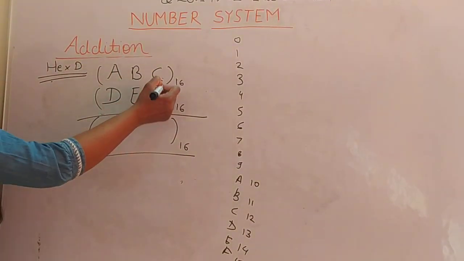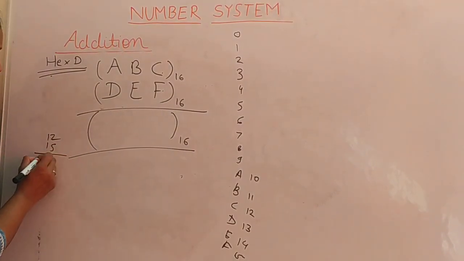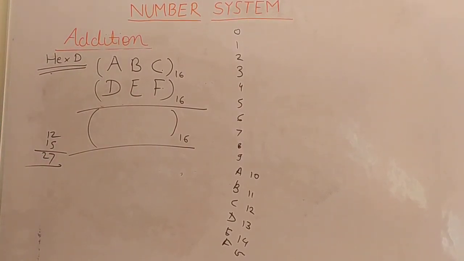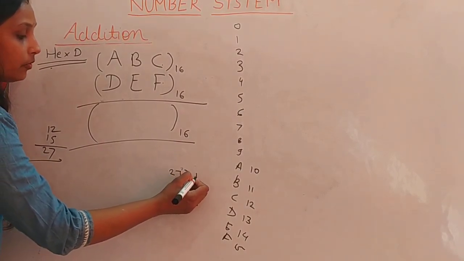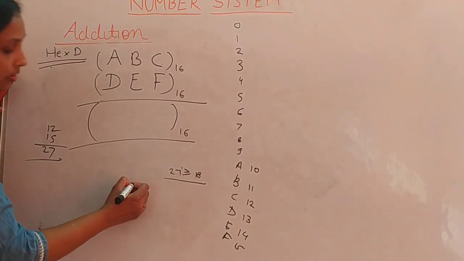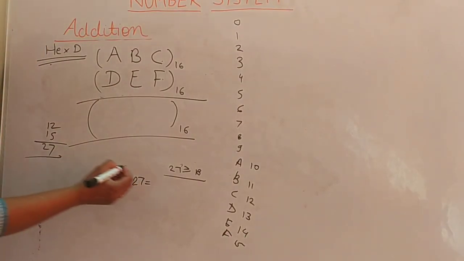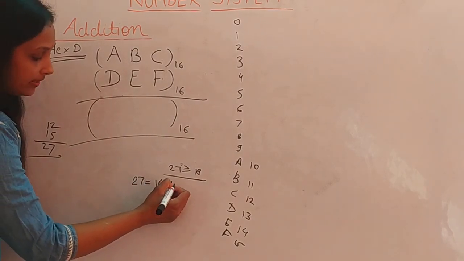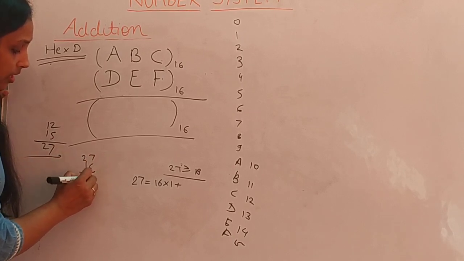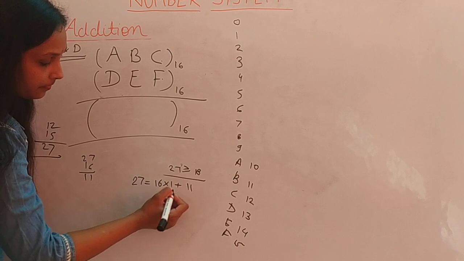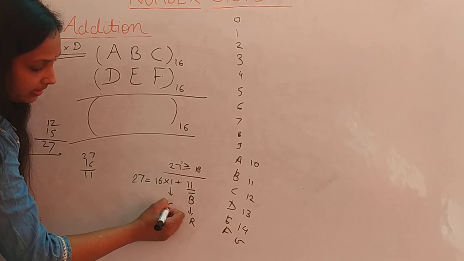Now we see C plus F. We have to do C plus F. C means 12, F means 15, so the answer is 27. And 27 is greater than or equal to the base. So we write 27 is equal to 16 into 1 plus, subtracting 27 minus 16, that is 11, and 11 is B. So we write here B as the remainder and 1 will be the carry.